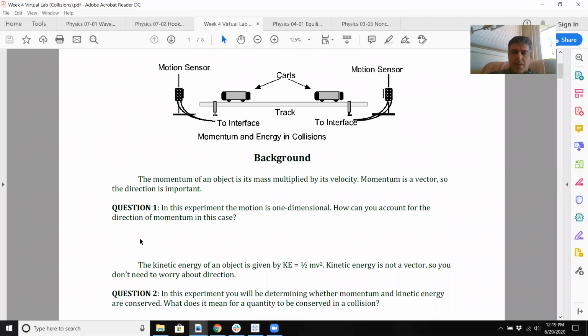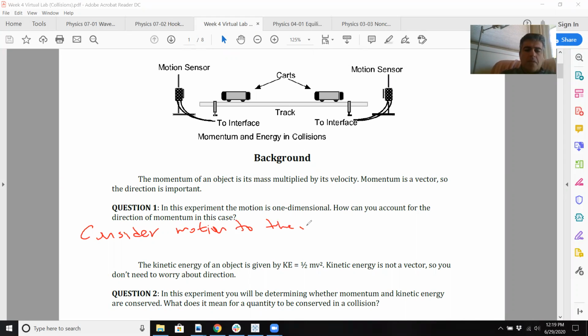Well, this seems kind of open-ended, so I'm not 100% sure what particular answer would be best, but I suppose we could say, consider, because usually you do want to have the positive direction well defined. So consider motion to the right to be positive, I guess.